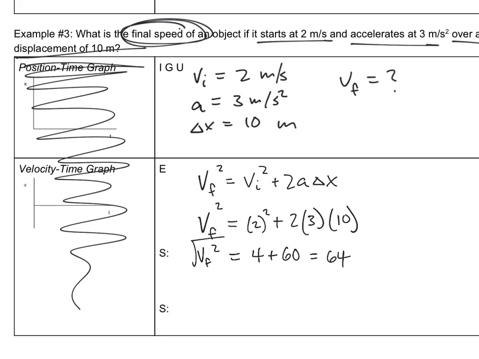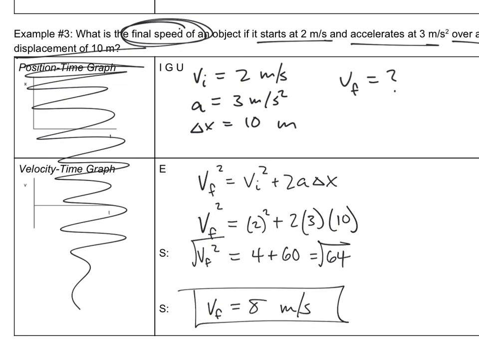Then you have to square root 64 because you're looking at VF squared and you need VF. So in order to go backwards, to do the inverse of that, you have to take the square root. You get VF equals 8 meters per second. All right, and that should do it.